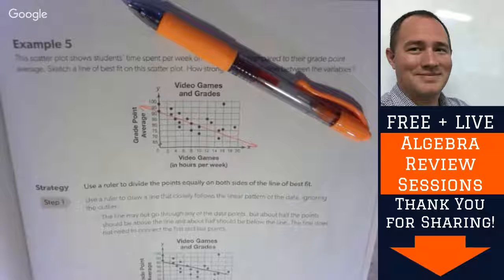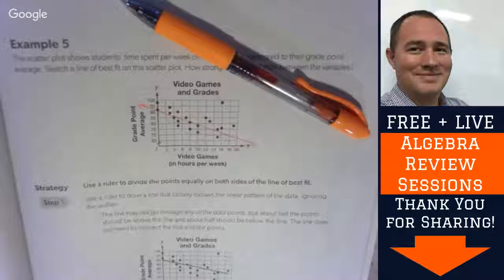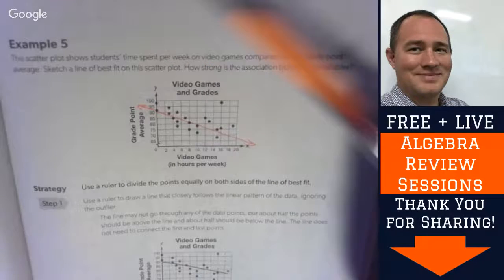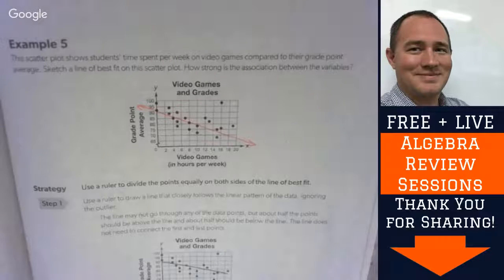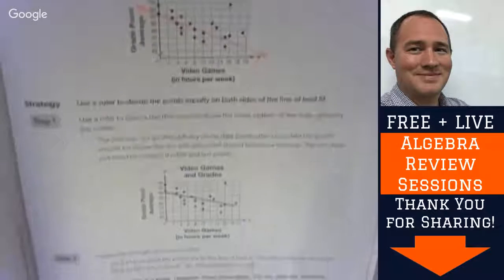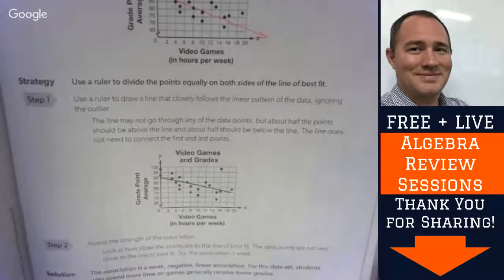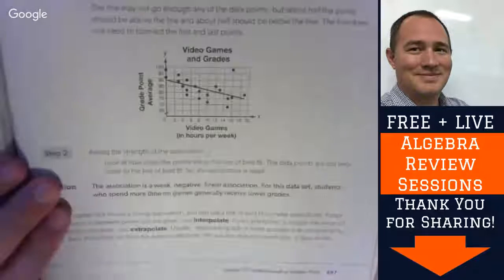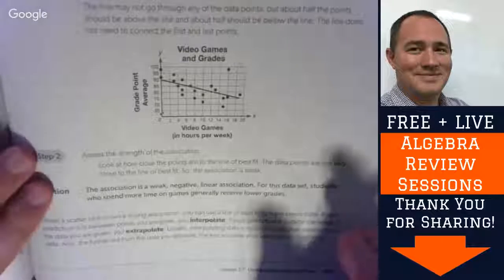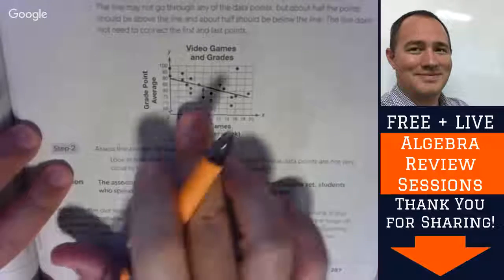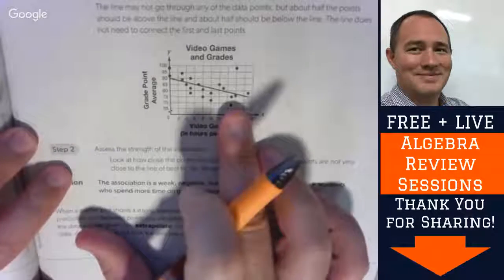So that is a linear association. It's negative, and it's not the strongest. It's a decent one. So that was the line that they drew.